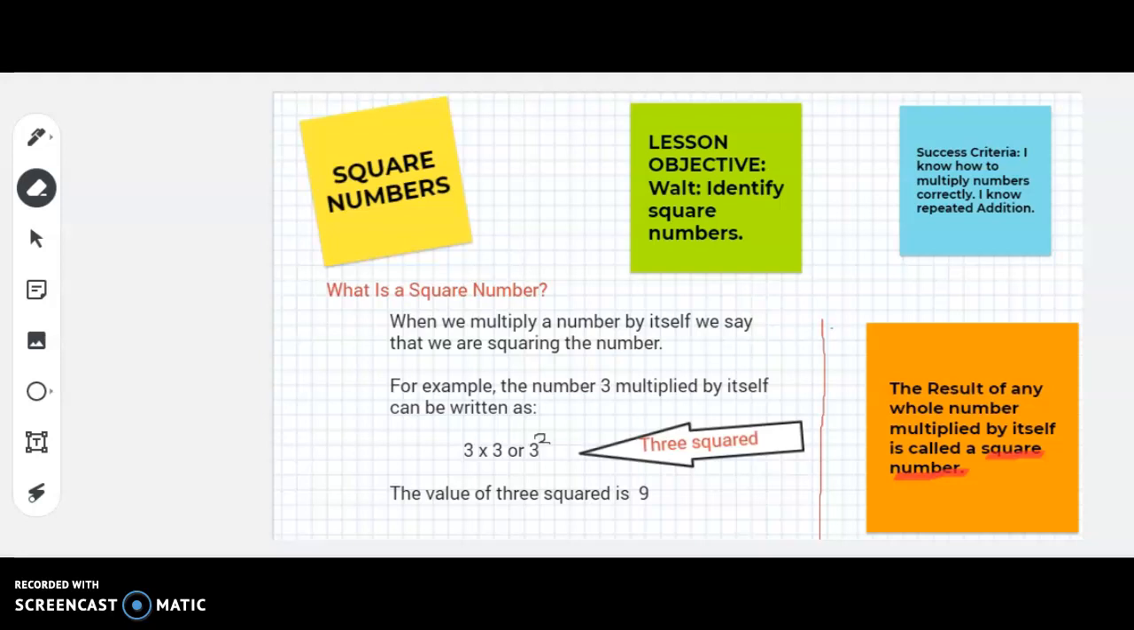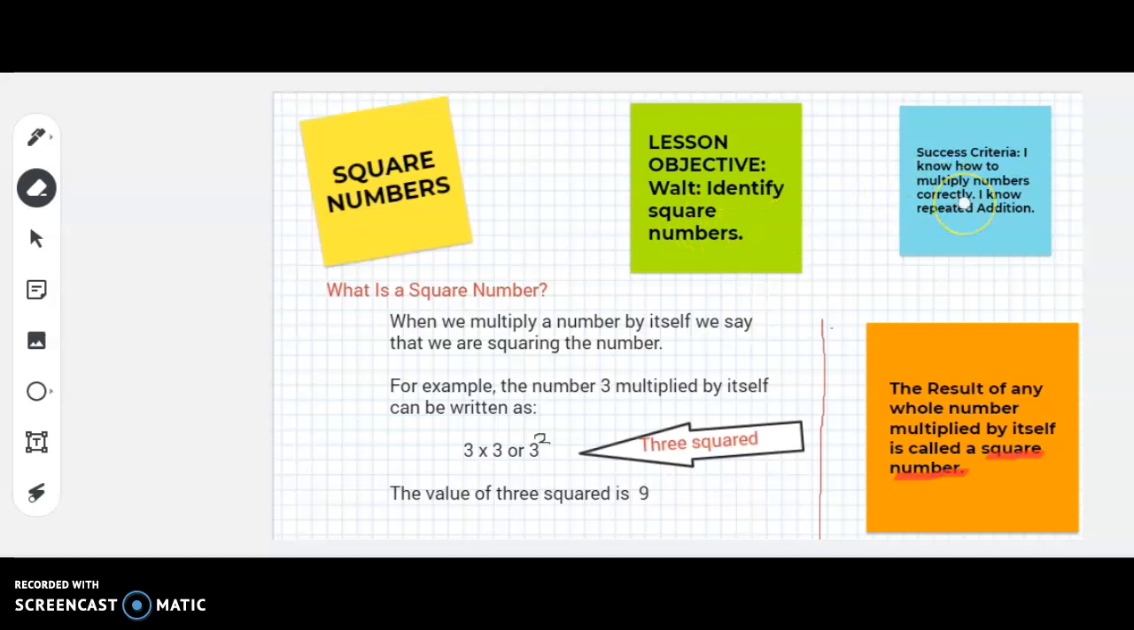Today is another day. We are going to have our maths lesson. From our previous lesson, we learned doubling and halving as a multiplication strategy. I hope you enjoyed the lesson and you found your work so easy. So today we want to look into square numbers. Our lesson objective is we are learning to identify square numbers.